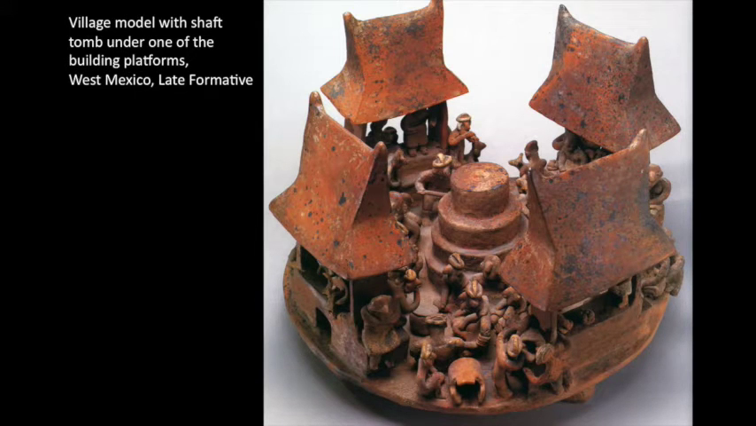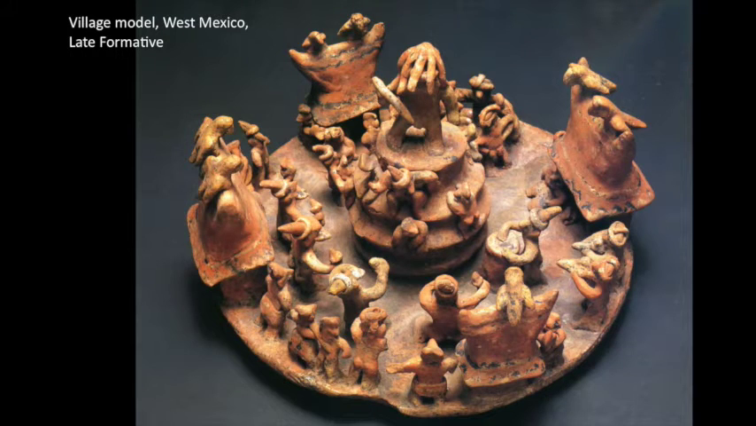This distinctive West Mexican architectural layout is represented in late formative clay sculptures. A circle of 4 buildings surrounds a central platform. And once again, a circle of 4 buildings surrounds a central platform. In this case, a man holding a spear or a club stands on the platform wearing some kind of headdress.